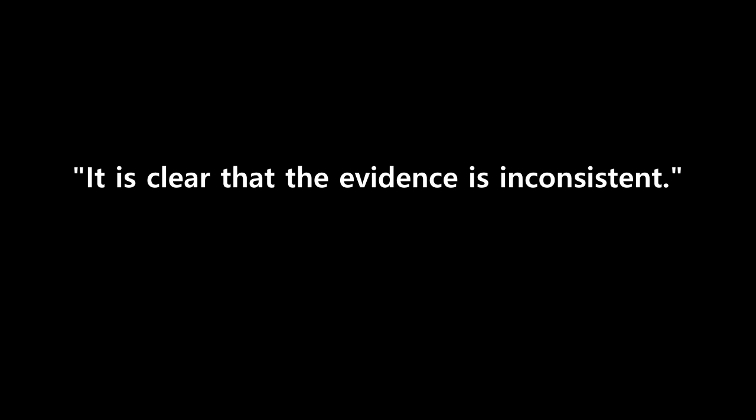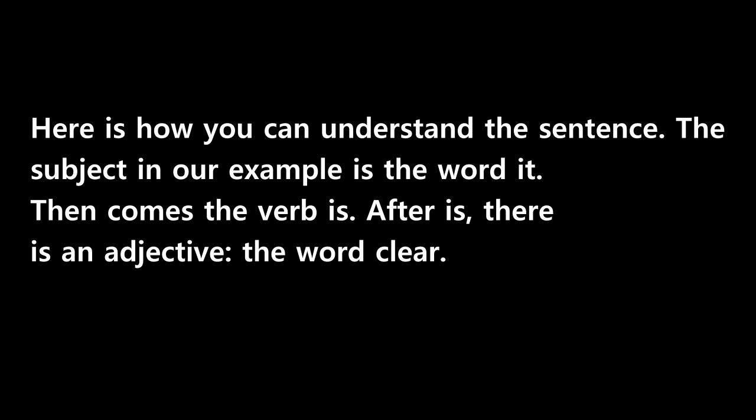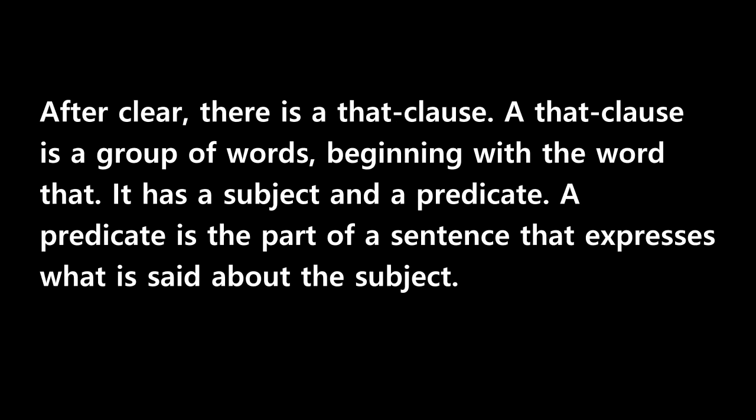Here is an example. It is clear that the evidence is inconsistent. Here is how you can understand the sentence. The subject in our example is the word it. Then comes the verb is. After is, there is an adjective, the word clear. After clear, there is a that clause.